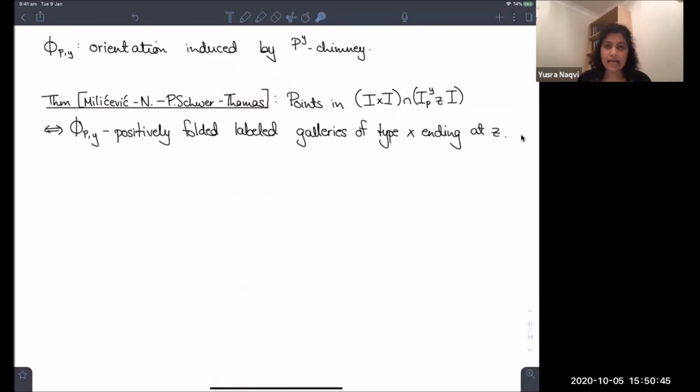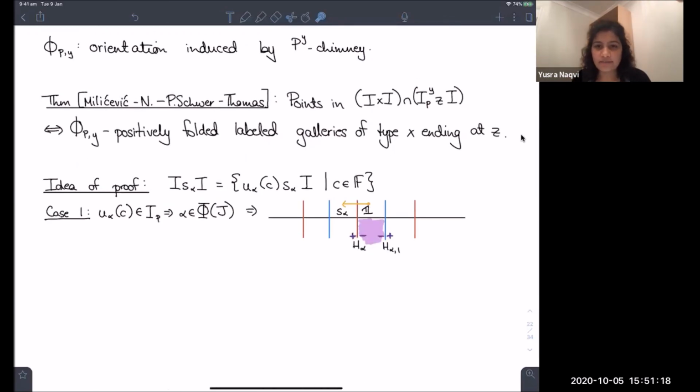Okay, and now this orientation that's induced by the Py chimneys actually completely answers the questions for when I have points, or when this intersection here is non-empty. I might want to translate it by y if I'm conjugating by y, so translate this chimney over by left multiplication, but each of these points in the intersection is labeled by some positively folded galleries, and the labeling here would be exactly these extra folding parameters.